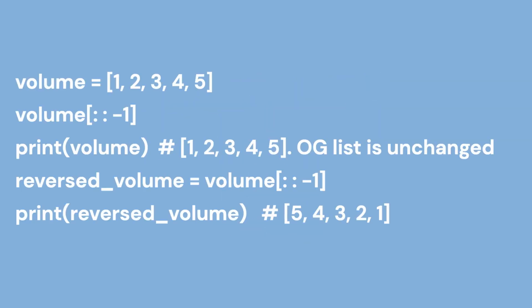You can create a reversed copy of a list or tuple with slicing with a negative step. The original object is not modified.